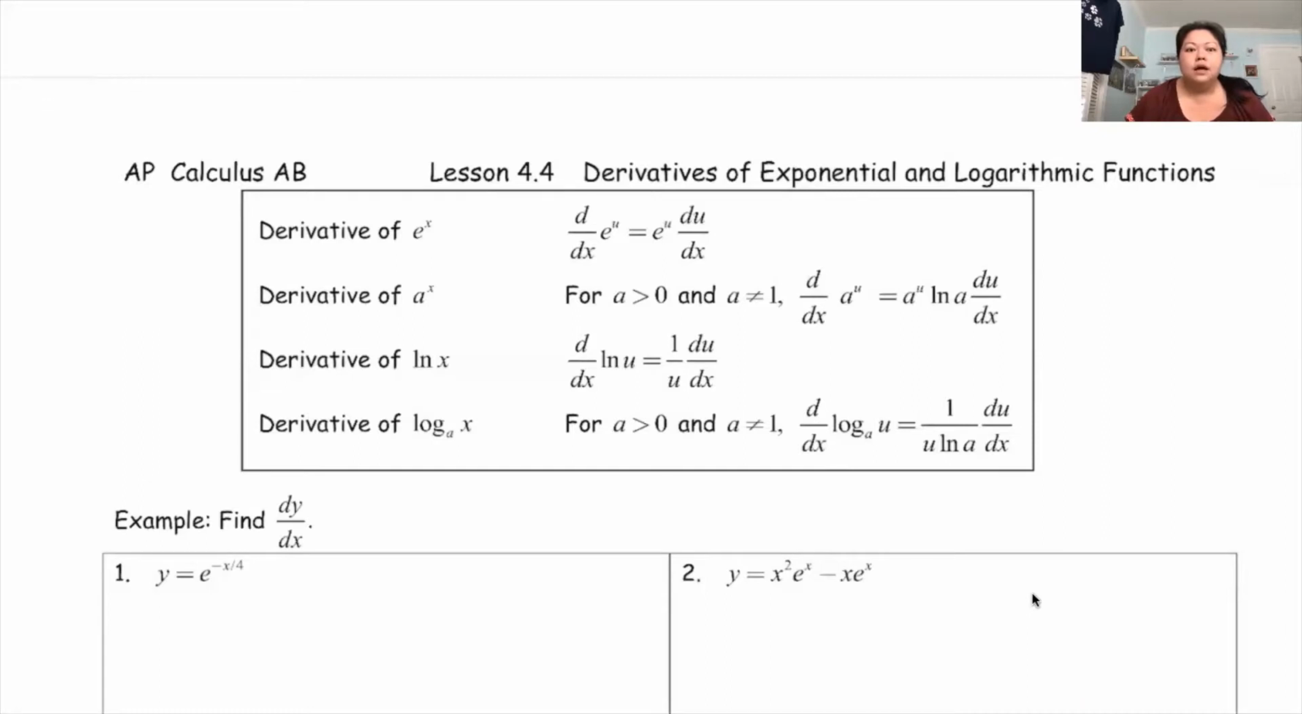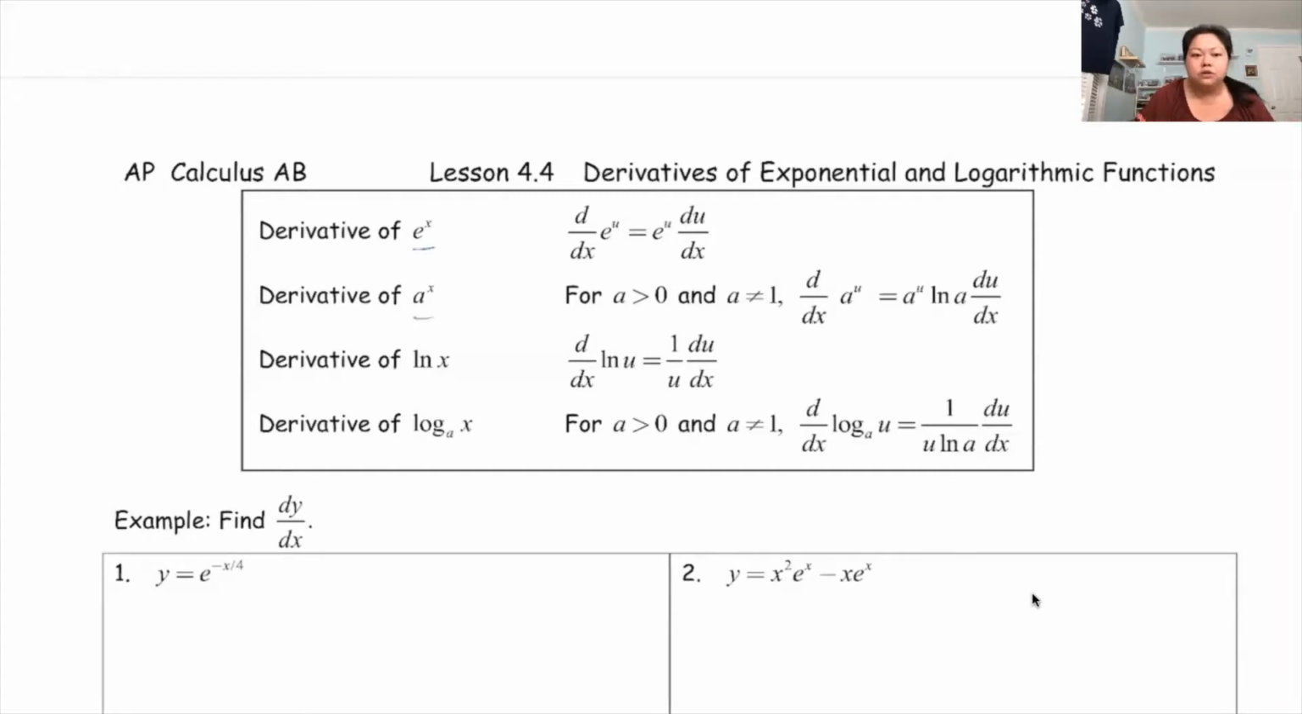Okay, this lesson is on derivatives of exponential and logarithm functions. So this is the last of our tools, the last of the formulas that we're going to use to help us find derivatives of any function, right? So here are formulas for e to the x, a to the x.